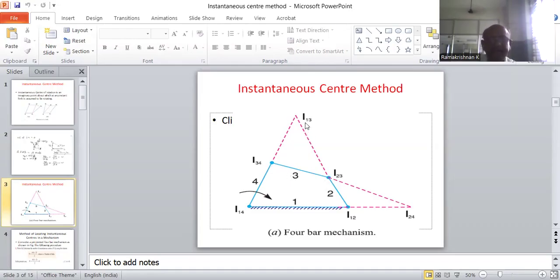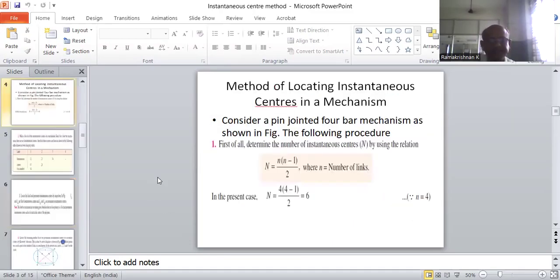Now I13 and I24. The I13 is common to links 1 and 3 and I24 is common to links 2 and 4. These two instantaneous centers are called neither fixed nor permanent instantaneous centers, because for various configurations their locations are changing continuously. So these are neither fixed nor permanent instantaneous centers.